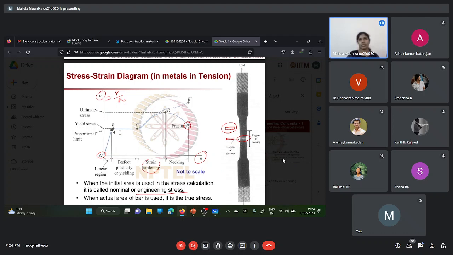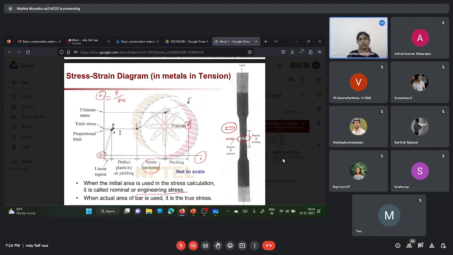Now this is the original length of the bar. After the application of some external load, there will be some elongation in the bar. So the ratio of the change in length of the bar to the original length gives the strain, which has been caused due to the application of external load.